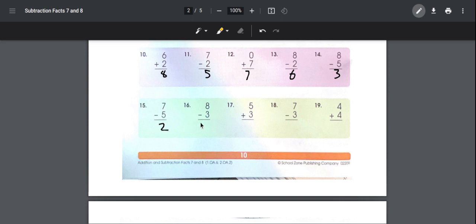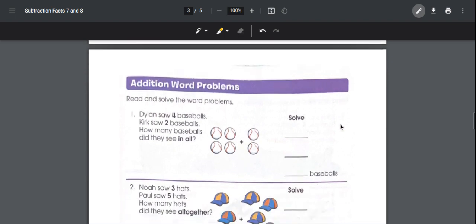Okay, and then we'll do a few more. 7 minus 5 is 2. 8 minus 3 is 5. 5 plus 3 is 8. 7 minus 3 is 4. And then 4 plus 4 is equal to 8.